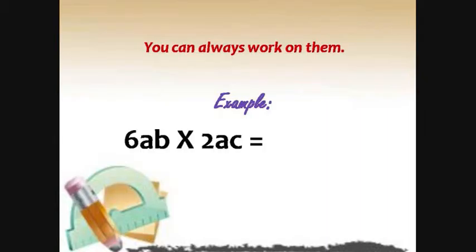Example, 6ab times 2ac. The first thing you'll do is multiply the numbers just like we did in basic math. Multiply the 6 and 2 to get 12. Now, for the letters, we just look at the number of occurrences. Here, we can see that there are two a's. So, we have a exponent 2. There is just one b. So, we have b here. And we also have one c. Easy, right?